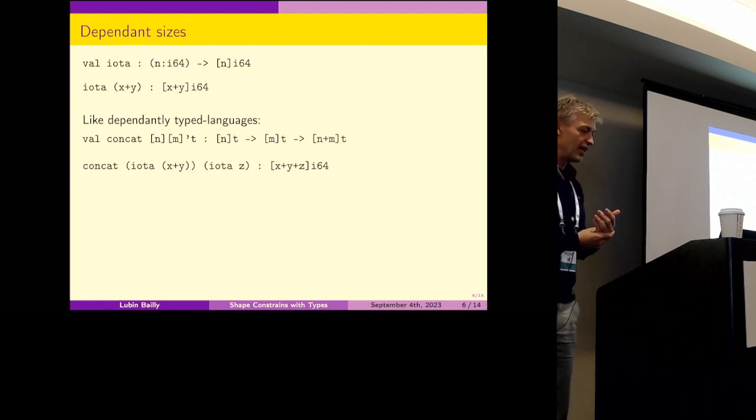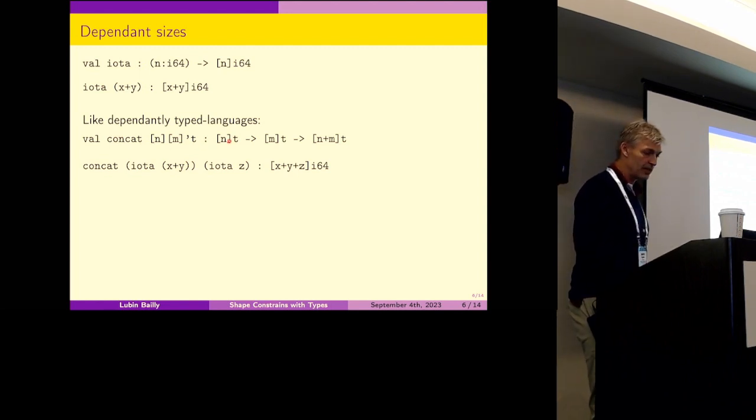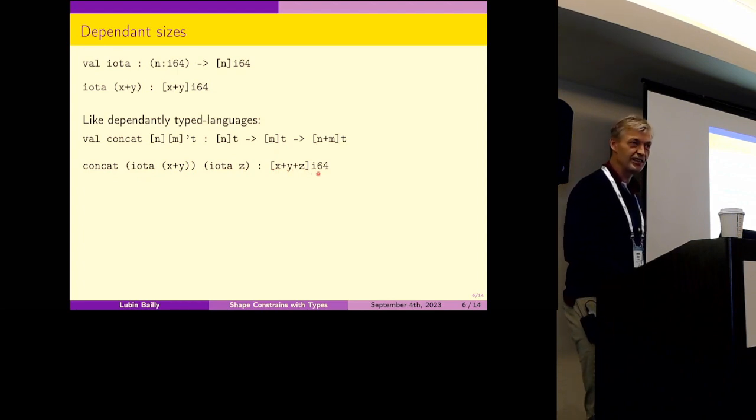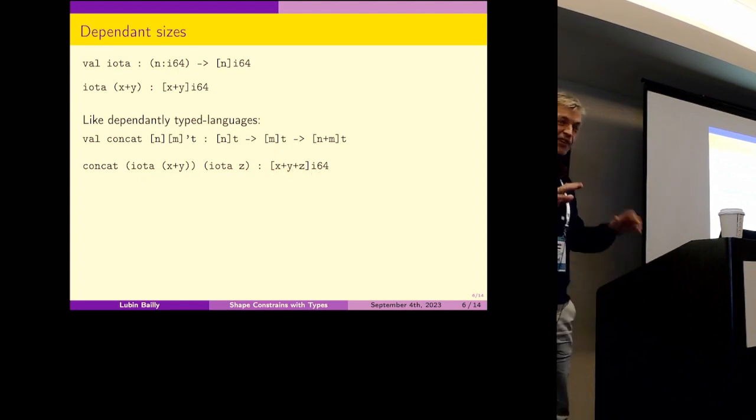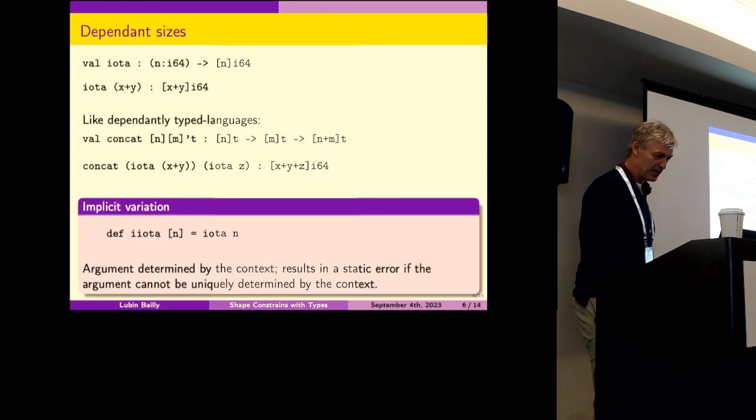That means that we can give a type to concat. So now we can specify that concat takes two arrays, one of size n and one of size m, and produces one of size n plus m. And now you can write things like concat iota x plus y iota c, and it will give you back something like this. Of course, you need to insert the parentheses according to the association laws for plus, and then that works out. So sometimes it can be a little bit difficult. You could be explicit about that in the types, and that would be okay.